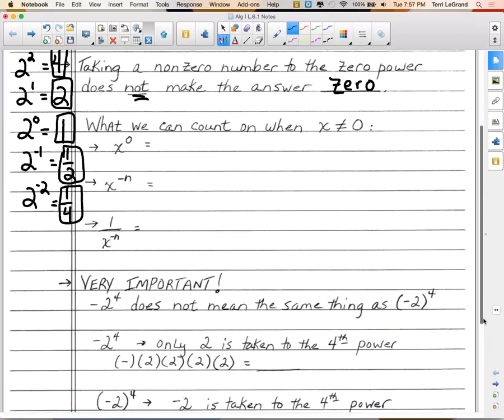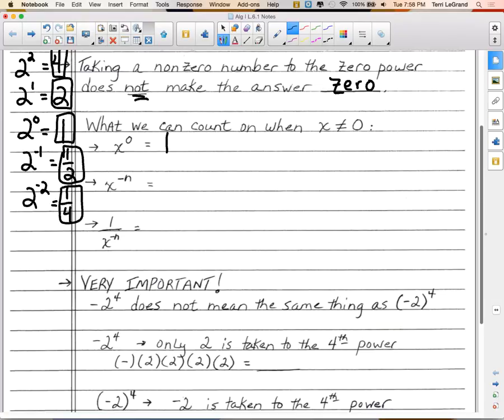So here are some of the things we can count on when x does not equal 0. If the number that we're taking to a power is not 0, we can count on that anything to the 0 power, whether it be a negative number or a positive number, anything to the 0 power will be 1.